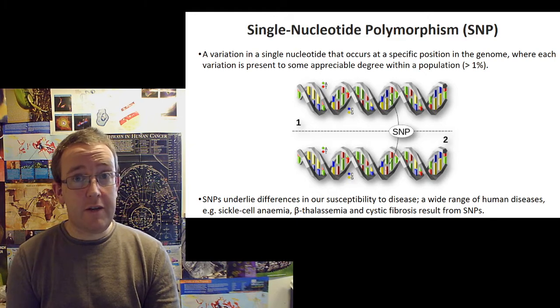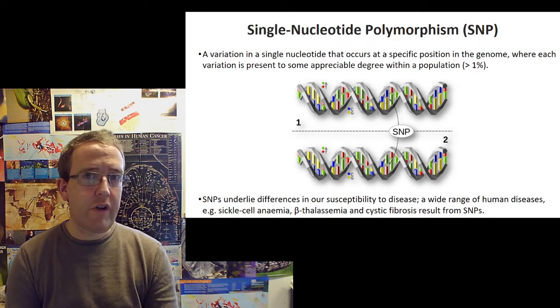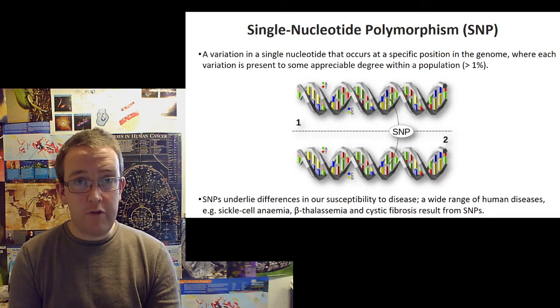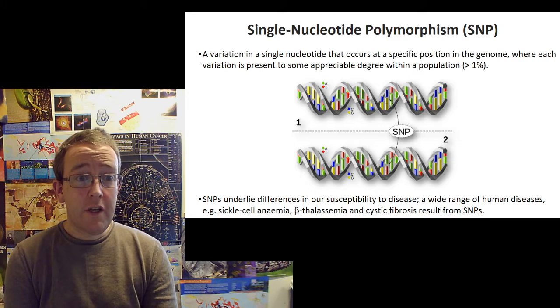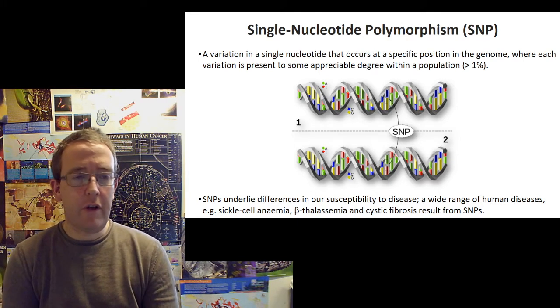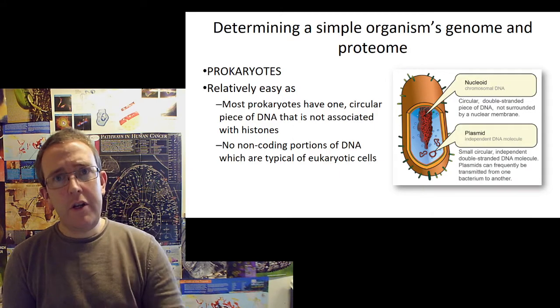So you've got things like sickle cell anemia, beta thalassemia, and cystic fibrosis, all of which you should have come across probably at GCSE level, if not at A level. All of those result from single nucleotide polymorphisms. So that's basically what we can find out from these genome projects: where these single nucleotide polymorphisms are and what they do. Right, so that's your eukaryotes.